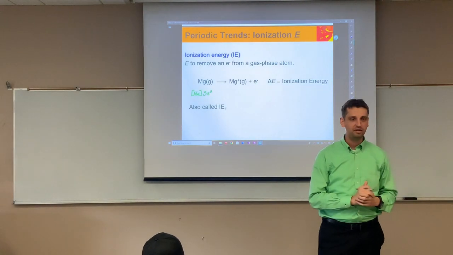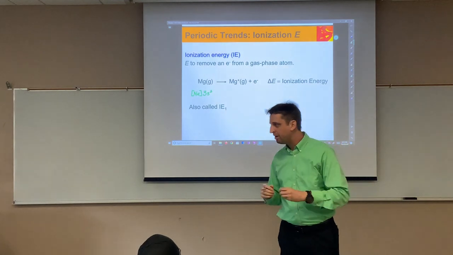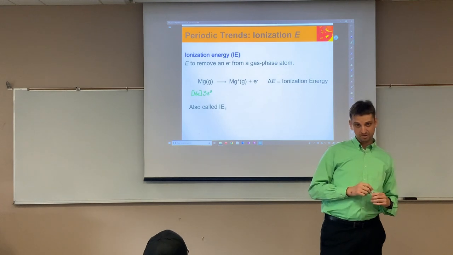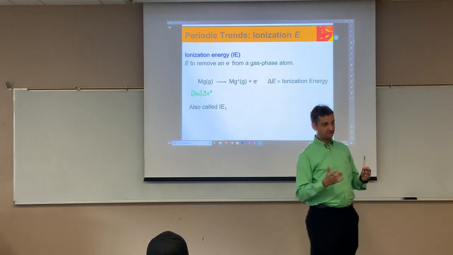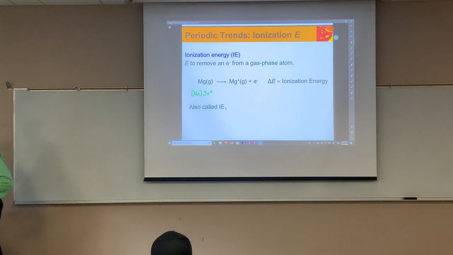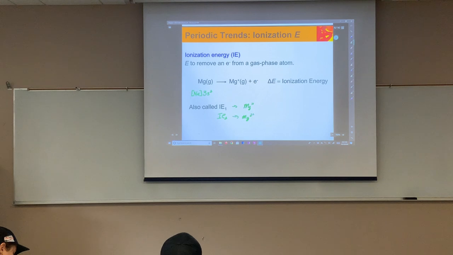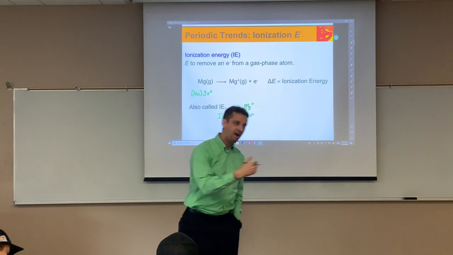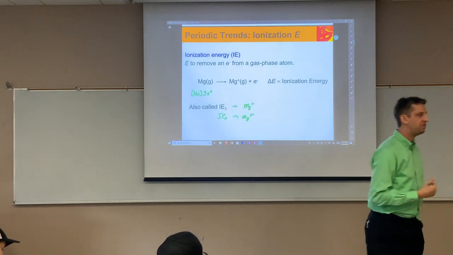Negatives are attracted to positives. The closer you are to the positive, the more you're attracted to it. Does that make sense? You guys, I'm about to ask you a question. That's why I'm having you step through this. So let's ask this: my first ionization energy gets me to magnesium 1+. My second ionization energy gets me to magnesium 2+. What could we say about the relative size of magnesium 1+ versus 2+?